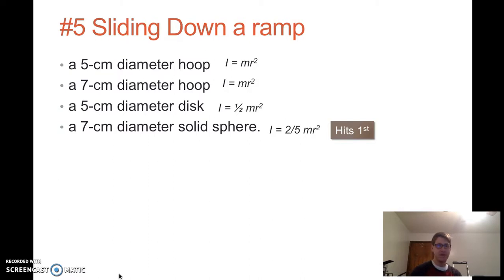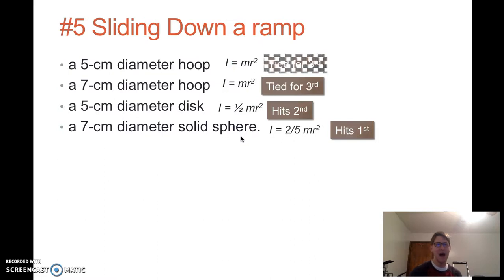Okay, so the solid sphere hits first. The disk, having an I of 1/2, which is bigger than 2/5, hits second. And then these two are both mr squared. So there's going to be a tie between both hoops because, again, the diameter doesn't matter.